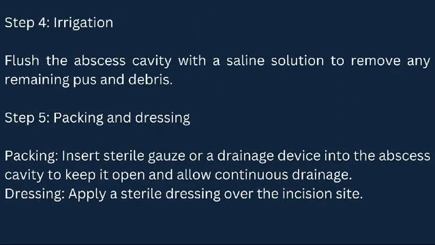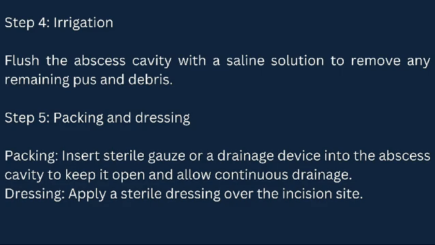Step 4, irrigation. Flush the abscess cavity with a saline solution to remove any remaining pus and debris. Ensure the cavity is thoroughly cleansed to promote healing and prevent recurrence. Step 5, packing and dressing. Packing. Insert sterile gauze or a drainage device into the abscess cavity to keep it open and allow continuous drainage. This step is crucial for larger abscesses to prevent premature closure of the incision.